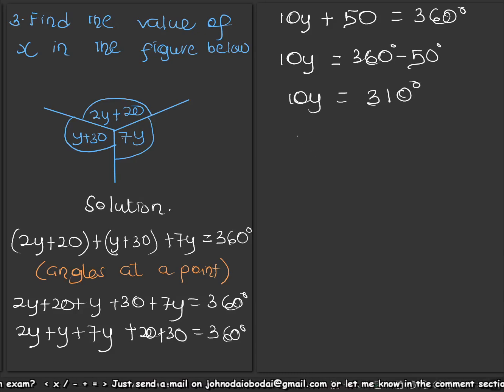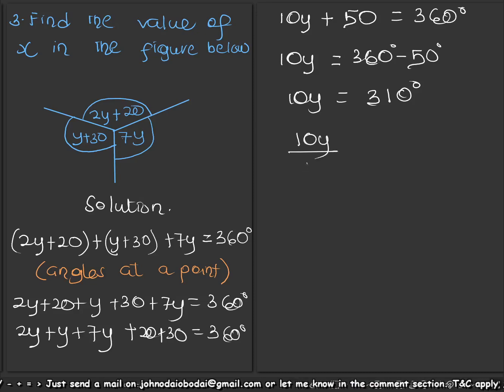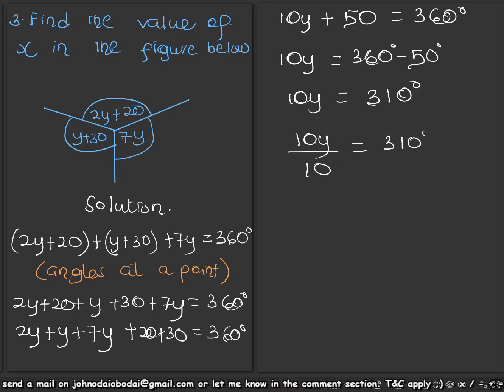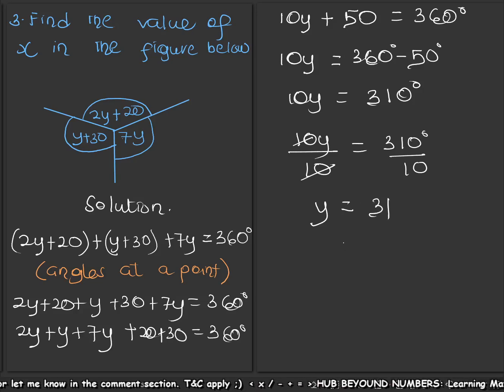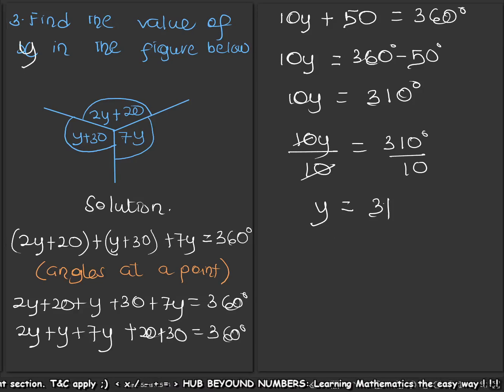So what do we get as y? We divide both sides by 10 so that this cancels here. Then you have y being equal to 31. So this here is the value of y, 31, and that is all. And what property did we use? The angles at a point. So basically this is how we work these angle questions. As I've said, always make sure you identify the property in the question.